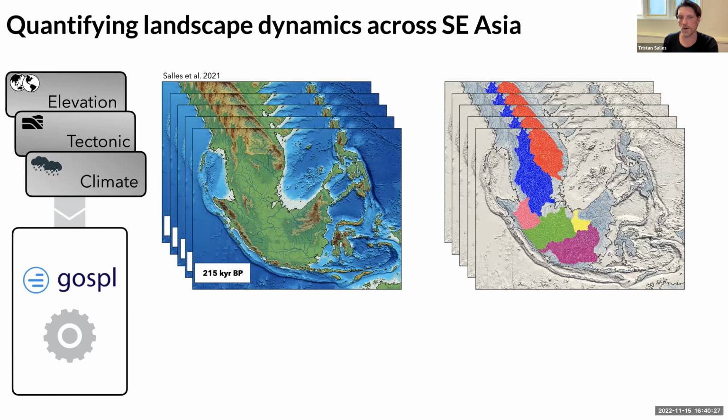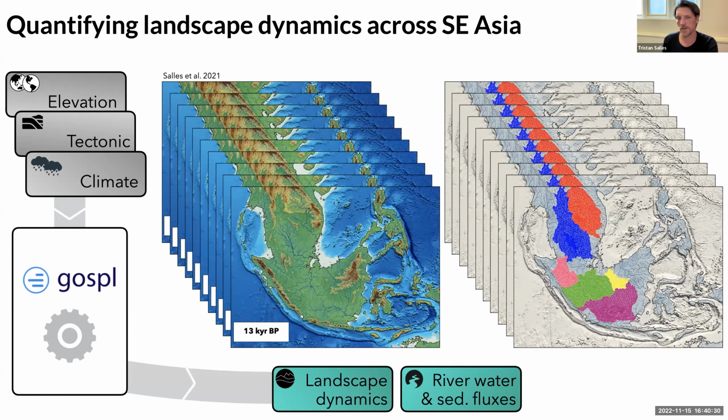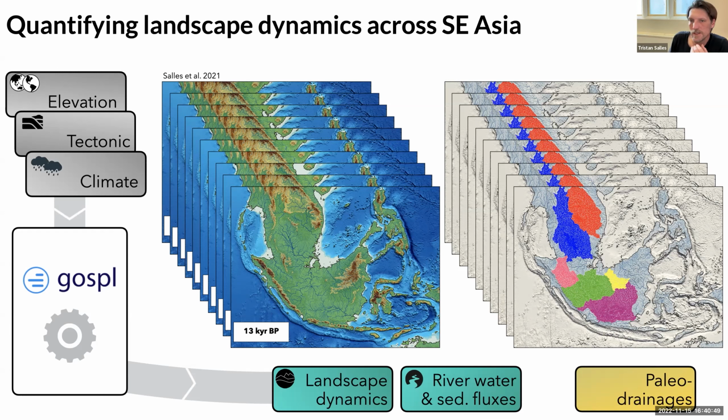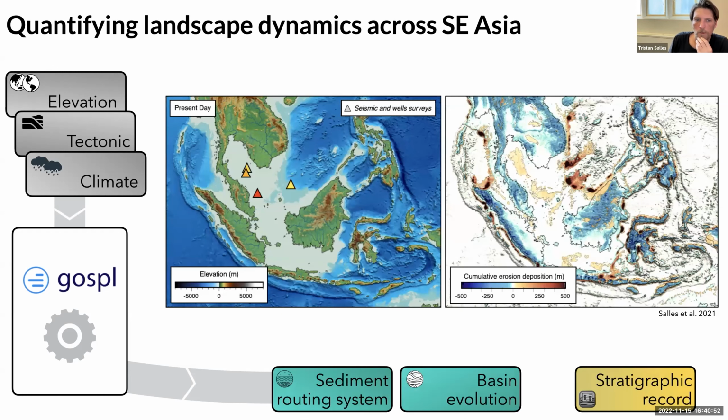We can do that over different time intervals. The way we did that, we've got an output every, I think, 1,000 years. So we can evaluate first the landscape dynamics, and we can also look at river fluxes and sediment flux. Once you have that, you can compare it with data that exist for the region, for example seismic and well data, to evaluate if your model is reproducing the same amount of sediment accumulation and erosion that the data is showing.